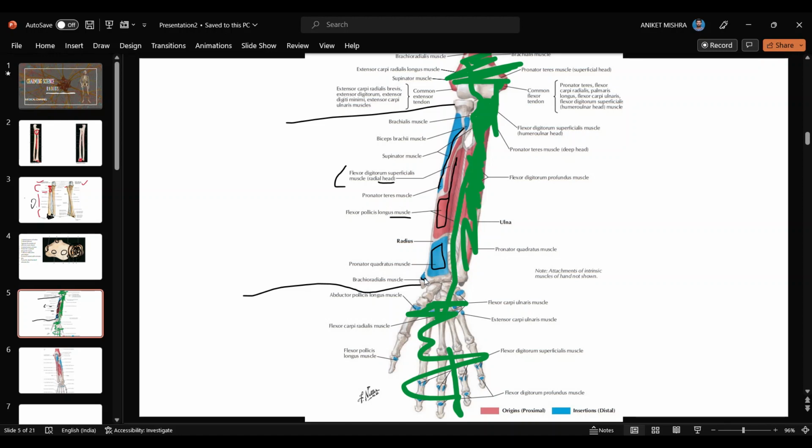The brachioradialis muscle also inserts at the lowest part of the lateral surface, just above the styloid process. There is a styloid process present on the radius, and just above that is the insertion point of the brachioradialis muscle. So these are the main muscles which attach on the anterior surface of the radius.